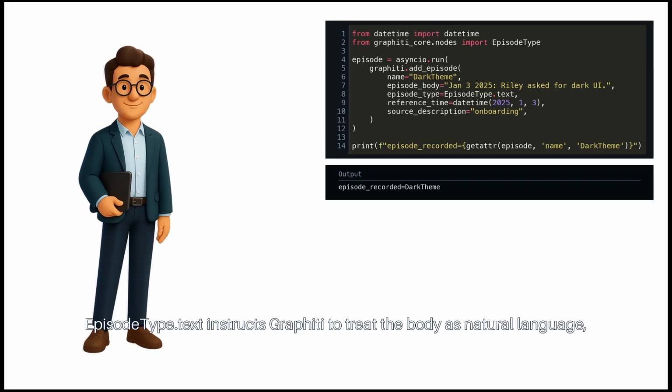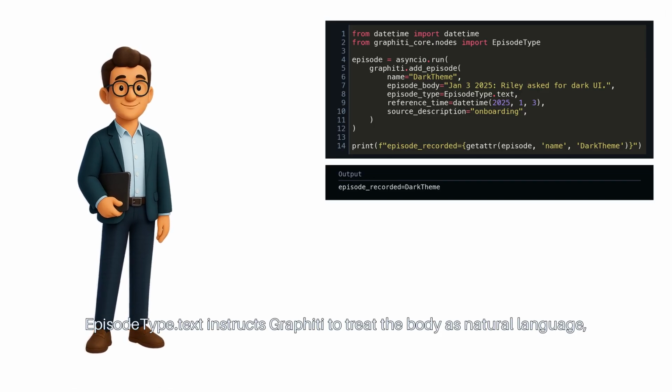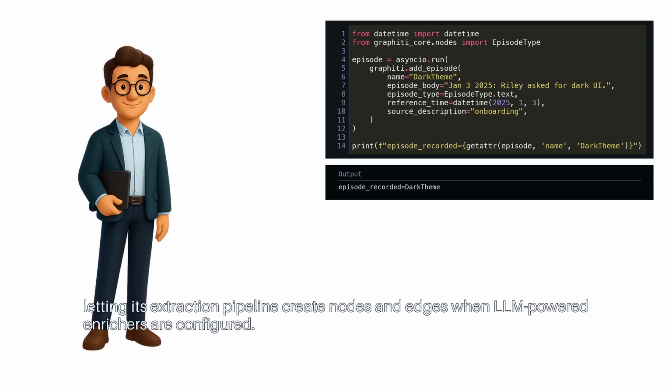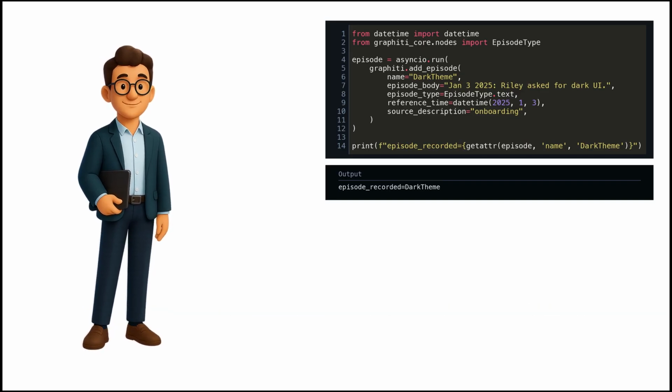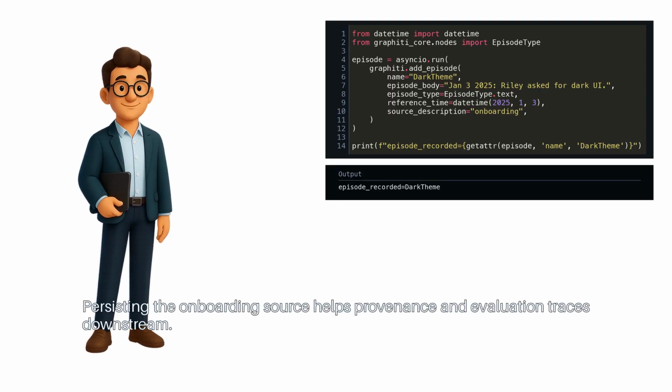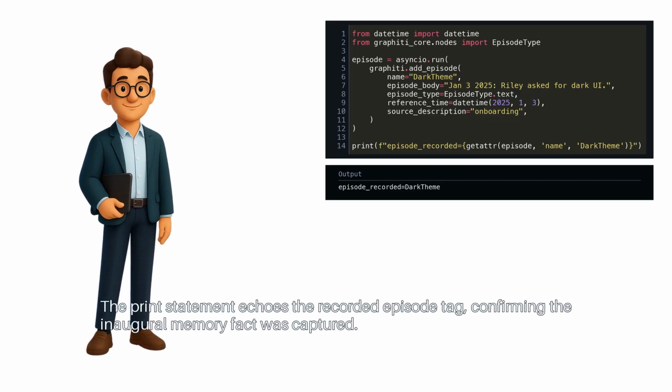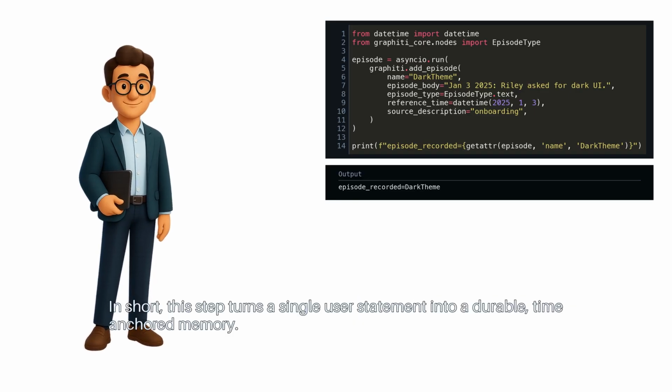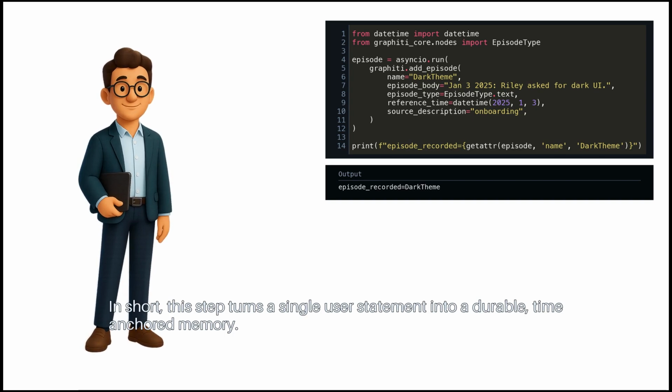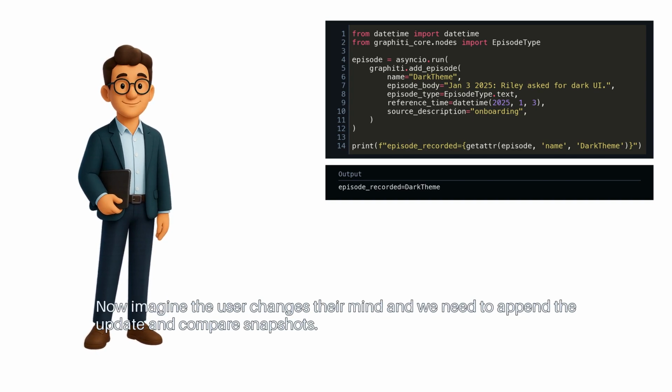Episode type text instructs Graphiti to treat the body as natural language, letting its extraction pipeline create nodes and edges when LLM-powered enrichers are configured. Persisting the onboarding source helps provenance and evaluation traces downstream. The print statement echoes the recorded episode tag, confirming the inaugural memory fact was captured. In short, this step turns a single user statement into a durable, time-anchored memory. Now imagine the user changes their mind, and we need to append the update and compare snapshots.